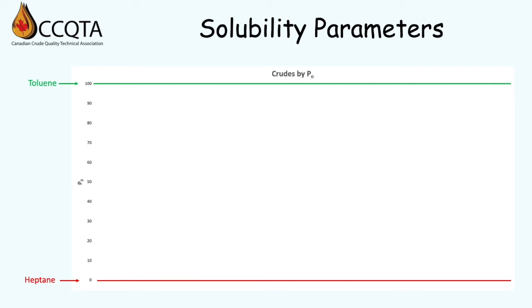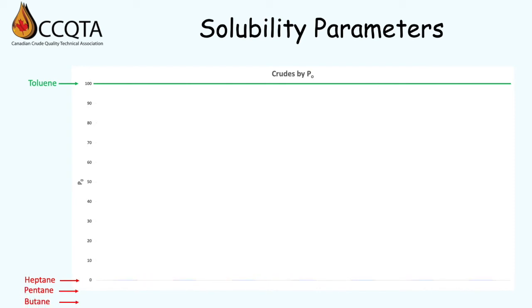Now that you have the D8253 solubility parameters, what can you do with them? Firstly, since all products have a P0 value, but only those with asphaltenes have a P value, we can use the P0 to compare the asphaltene solubility of one product against another. When looking at this chart, the P0 value gives you an idea of the asphaltene solubility compared to toluene, which has 100% asphaltene solubility, and heptane, which has 0% asphaltene solubility.